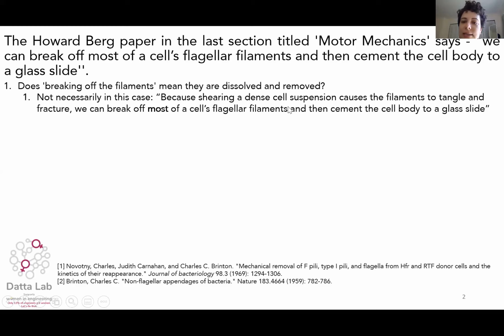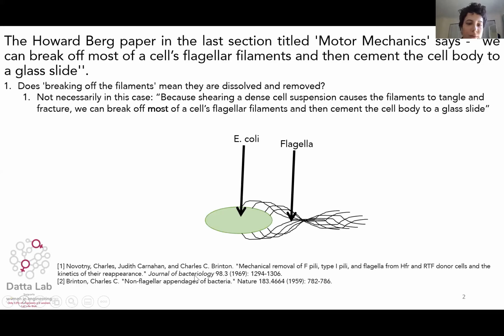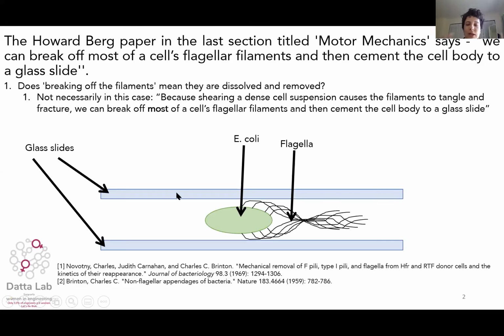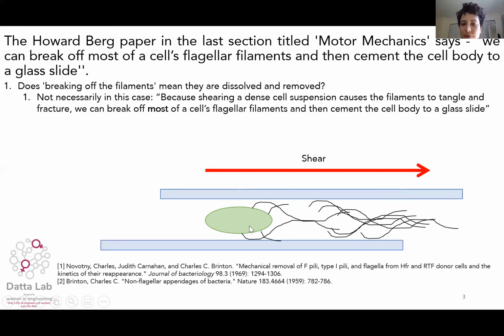Because shearing a dense cell suspension causes the filaments to tangle and fracture, we can break off most of a cell's flagellar filaments and then cement the cell body to a glass slide. So in this case, they're basically shearing off the flagella. If we have an E. coli and we put it between glass slides, or you can put them in a centrifuge and you shear, you can remove some of the flagella.